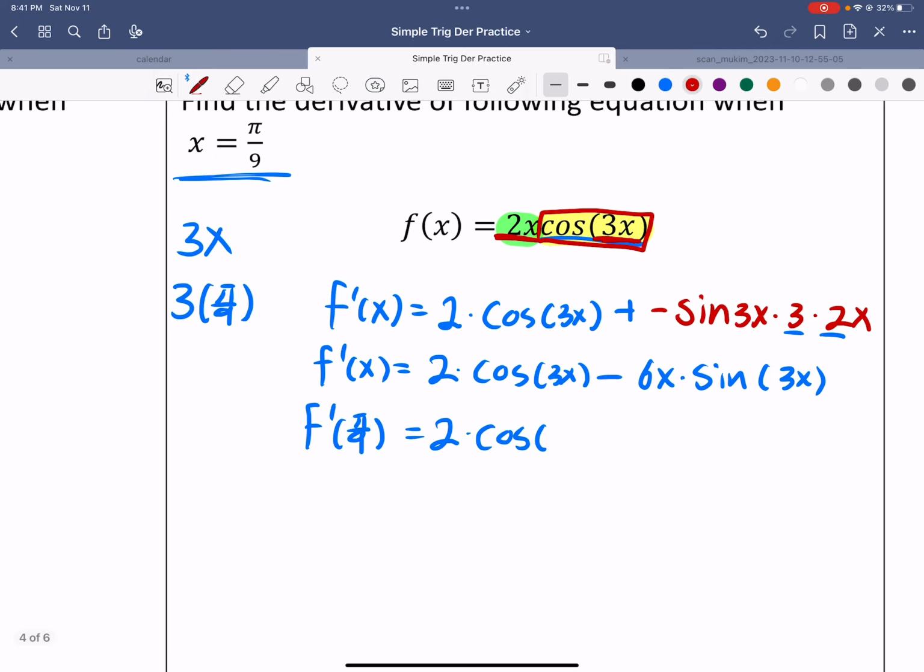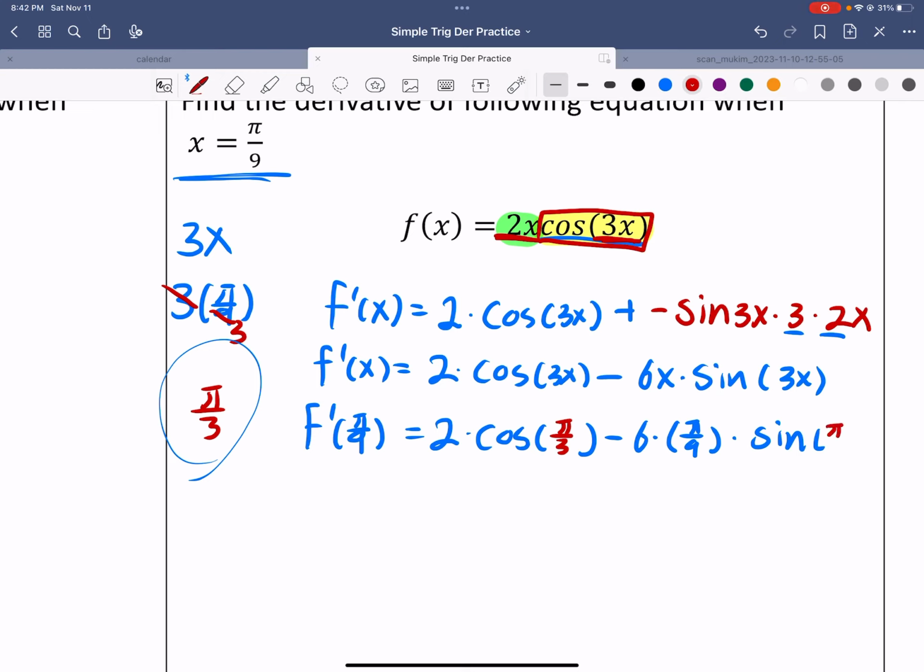And 3 times pi over 9, as you can see, is going to be pi over 3, right? So it's going to be the same thing as pi over 3 here. Minus 6 times pi over 9 times sine. Again, 3x, we went over it here, so it's going to be pi over 3 here. Okay, so that's why this one is pi over 9 and that's pi over 3.